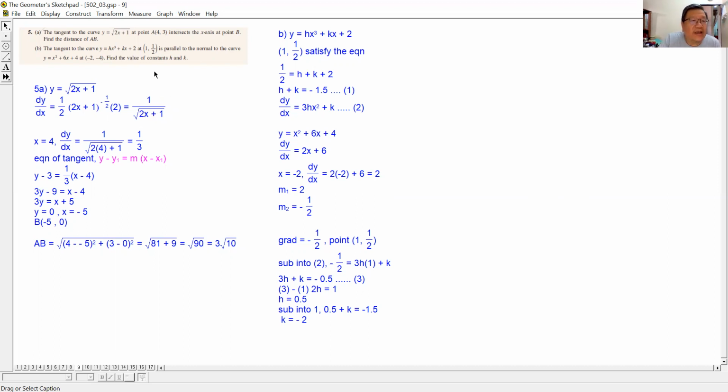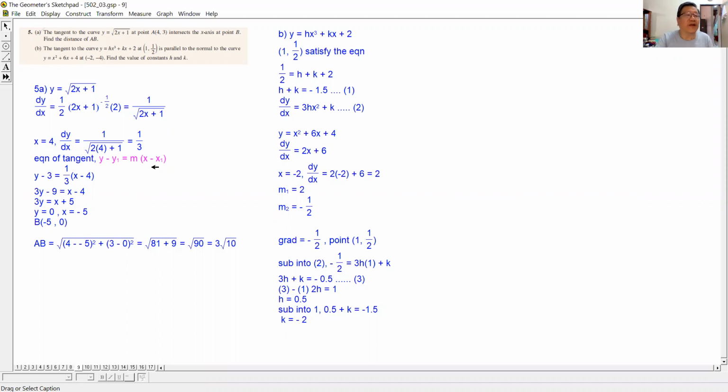And they say dy/dx at the point 4, 3, where the x is 4. So when x equals 4, I try to find the dy/dx. x equals 4, find dy/dx. dy/dx equals 1/3, right? So I have found the gradient of tangent at the point x equals 4. I know the gradient, I know the point is 4, 3. Can I find the equation of tangent?